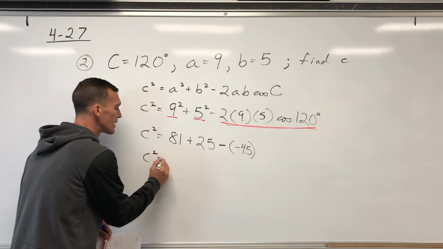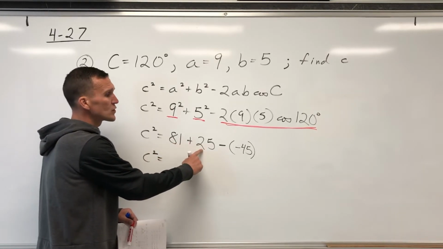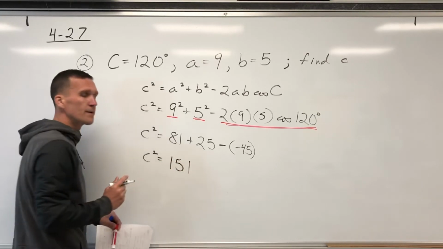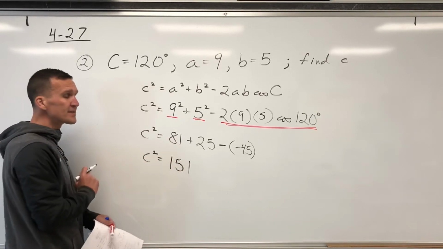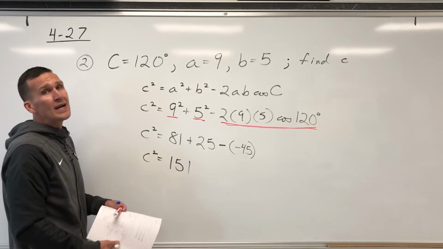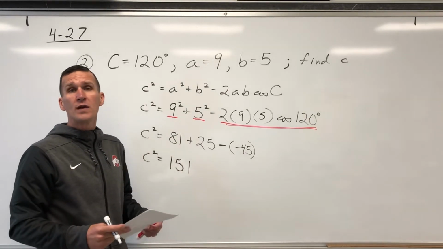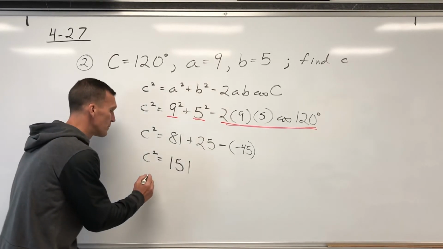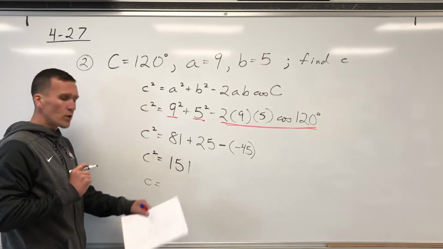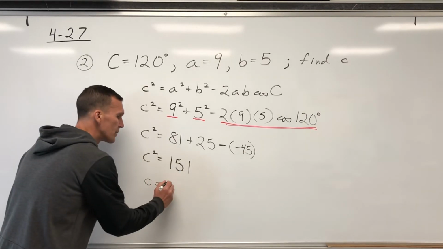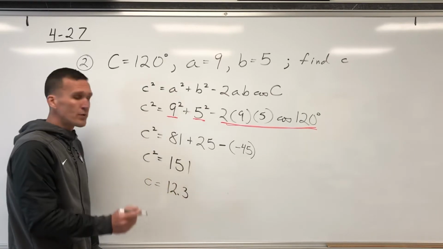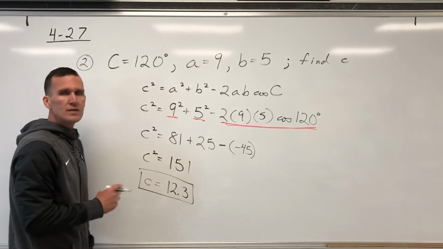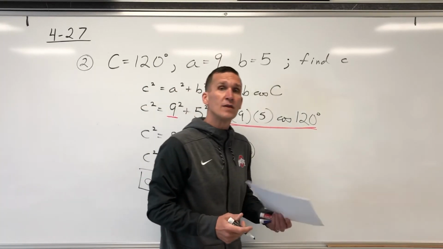So in my calculator, I do 81 plus 25 plus 45, and I got 151. And now the final step to get little c by itself is the square root. Again, in an algebra setting, we would always have to put plus or minus in front of that square root, but since this is the side of a triangle, it must be positive. So when I take the square root of 151 in a calculator, I get approximately 12.3. And remember, all last week we were rounding any side to 1 decimal place, so let's do that again this week.